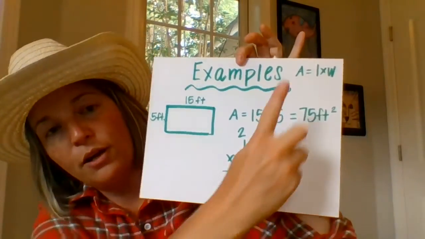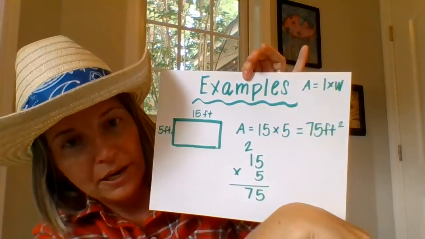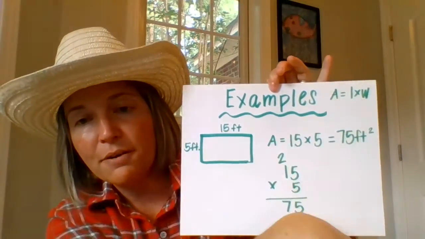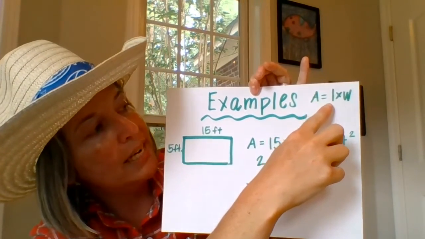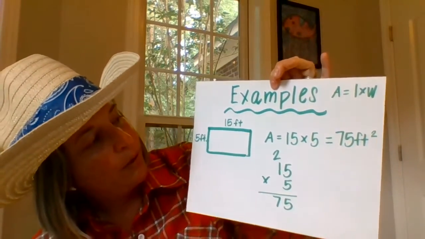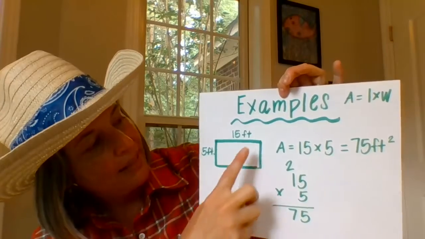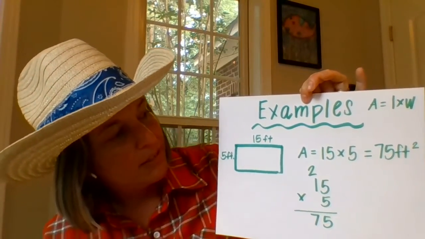Here we have what we call a formula, and this formula helps to tell us how to calculate the area. The formula for area is A, which is area, equals length times width. I started with a rectangle, and I have labeled the top and the side. The top is 15 feet, and the side is 15 feet.